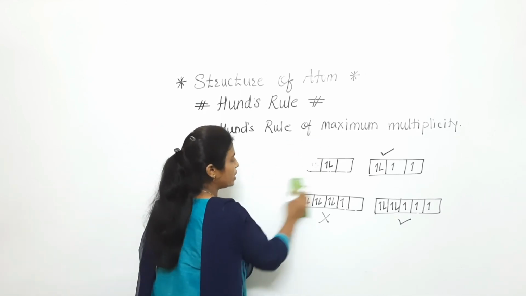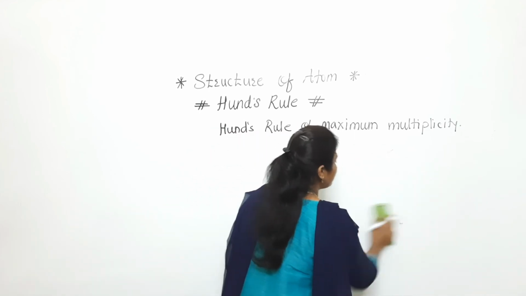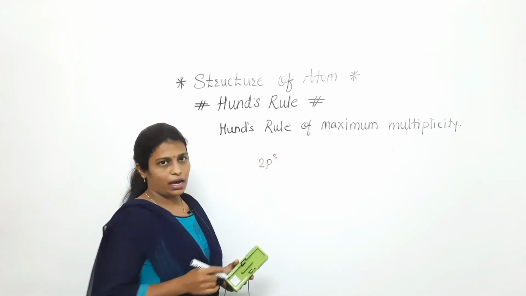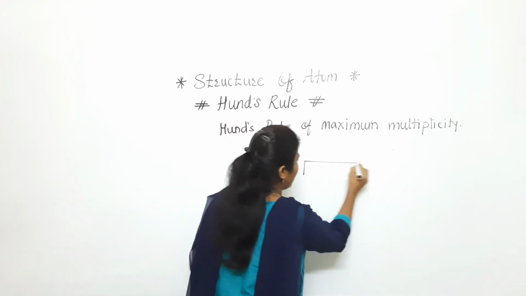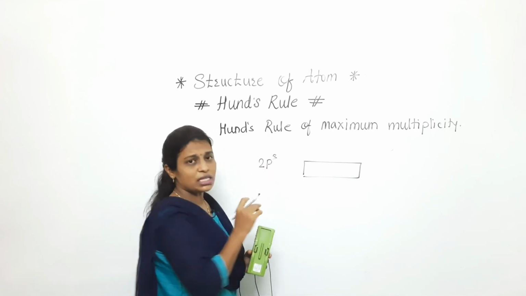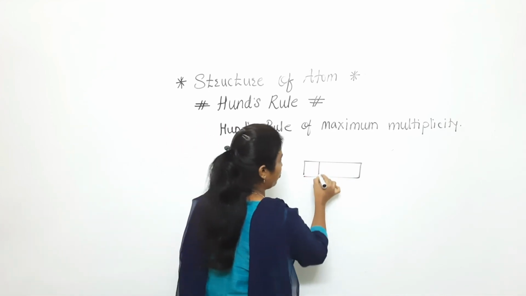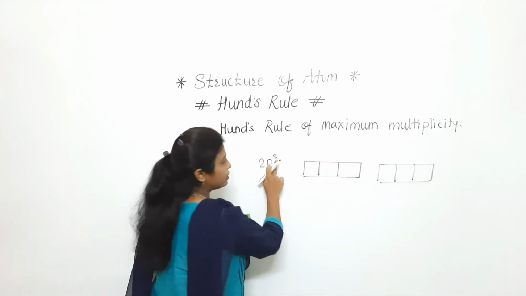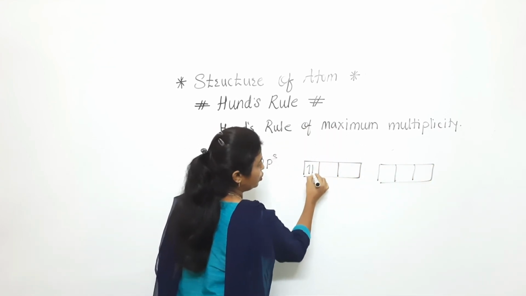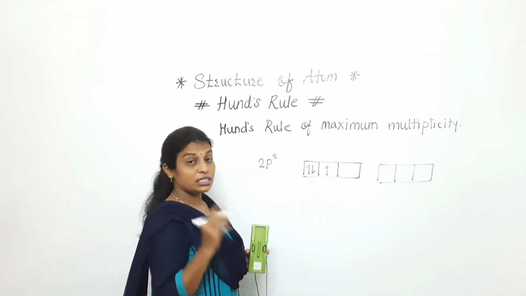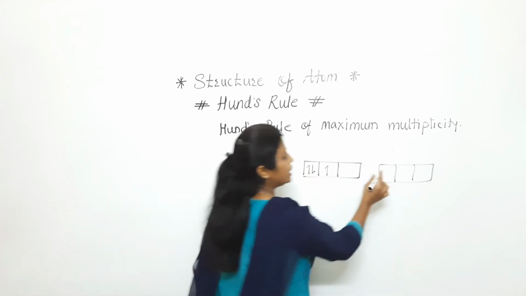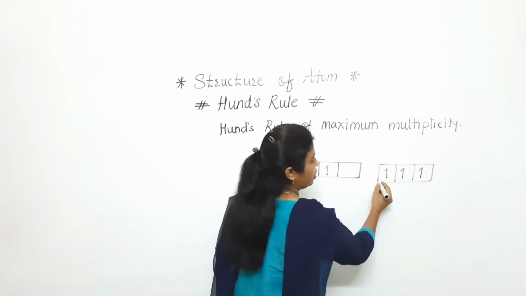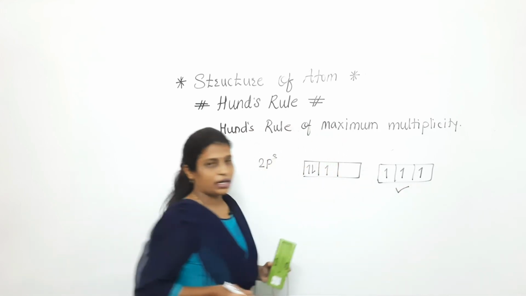Okay. Now another example we will discuss. If we consider 2p3, 3 electrons are there. So the first method is that for the p subshell there are 3 orbitals, 1, 2, 3. The second method is to fill 1, 2, 3 with those 3 electrons. So 1, 2, 3. This is one possibility. The second possibility, what is the correct one? Each orbital should be filled with a single electron. So in this way, this is the correct method.